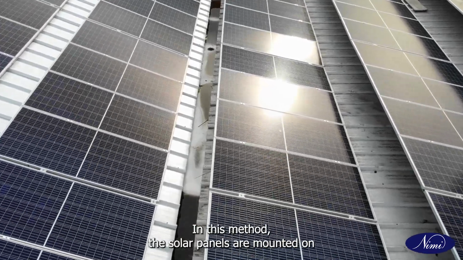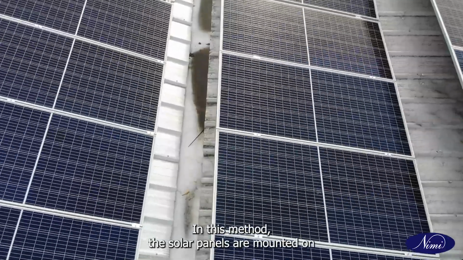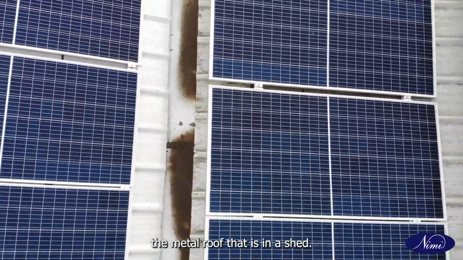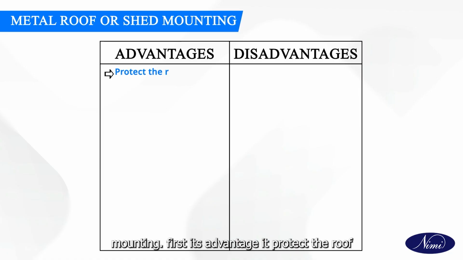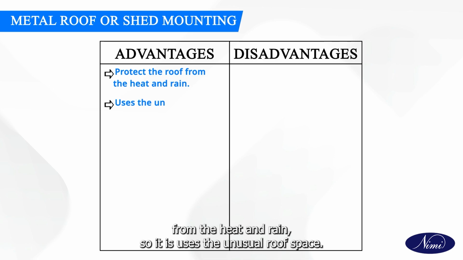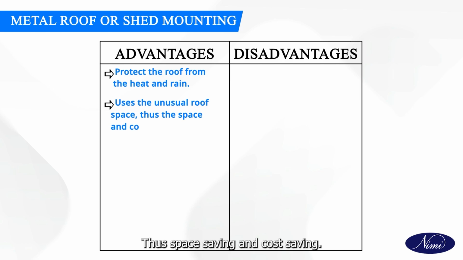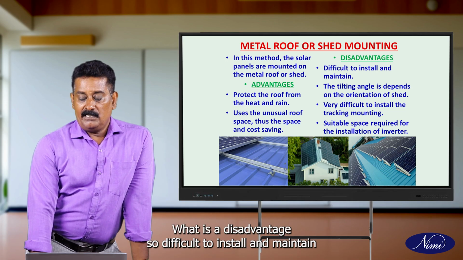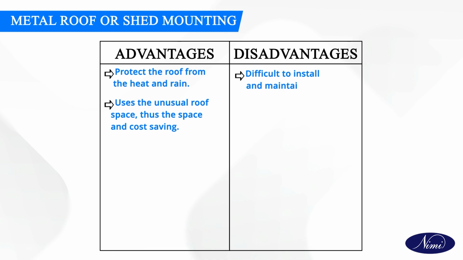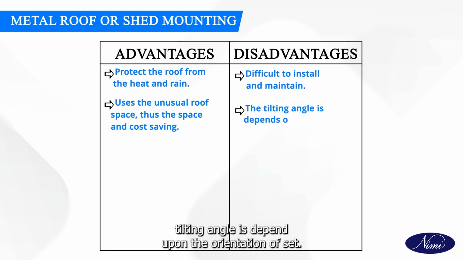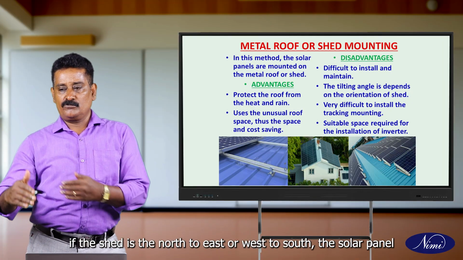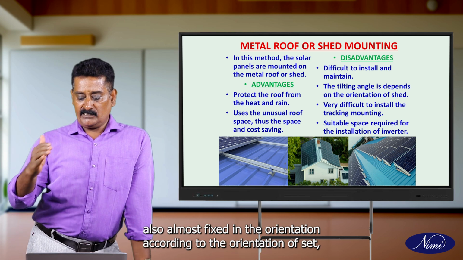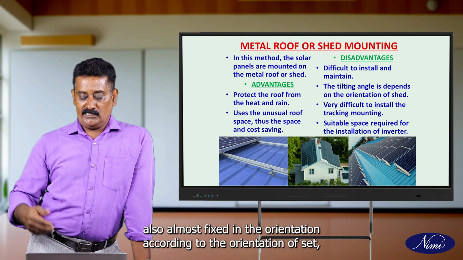In this method, the solar panels are mounted on the metal roof, that is a shed. What are the advantages of shed mounting or metal roof mounting? First, it protects the roof from the heat and rain. It uses the unusable roof space, thus space saving and cost saving. What is the disadvantage? It is difficult to install and maintain, and the tilting angle depends upon the orientation of the shed. For example, if the shed is in the north to east or west to south, the solar panel is also almost fixed in the orientation according to the orientation of the shed.